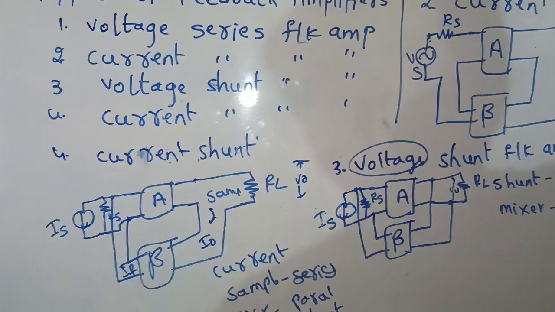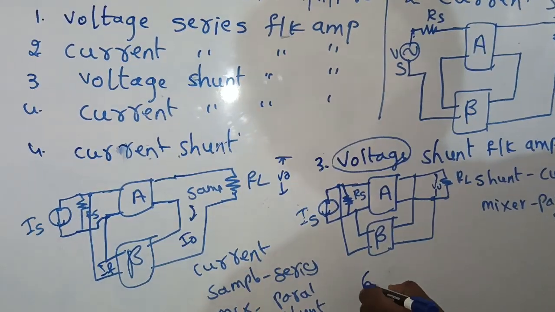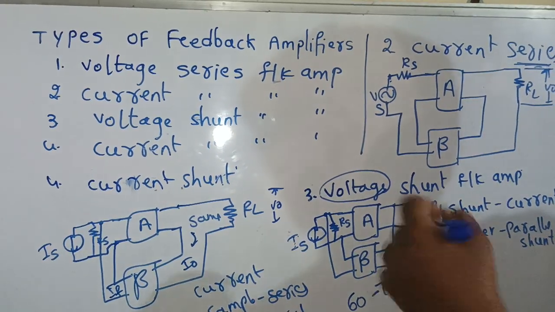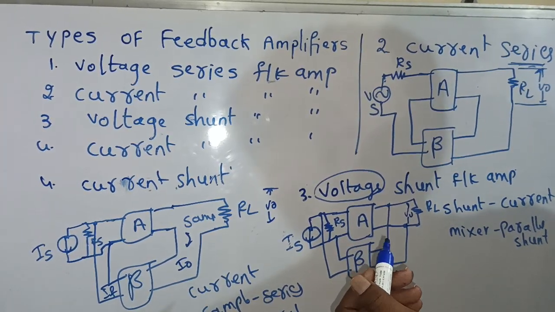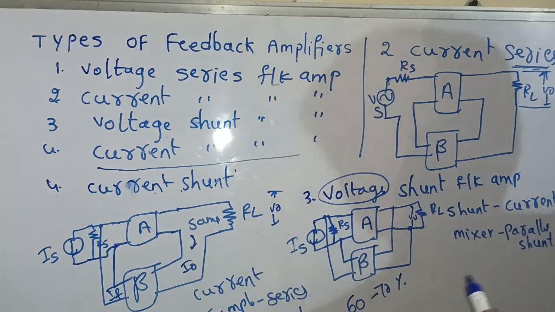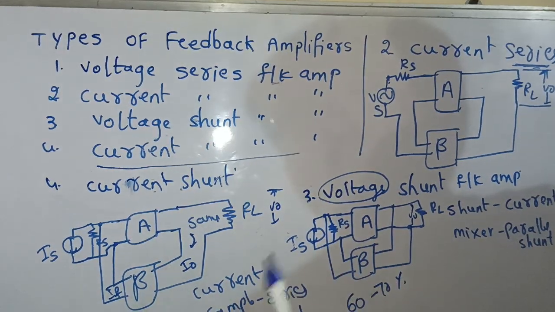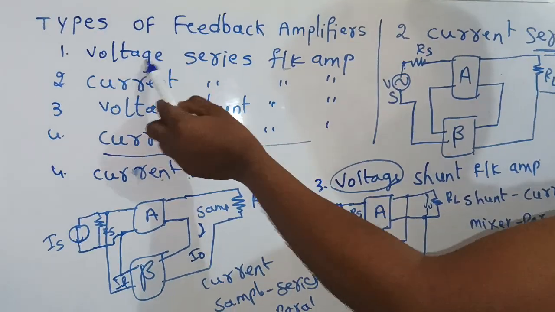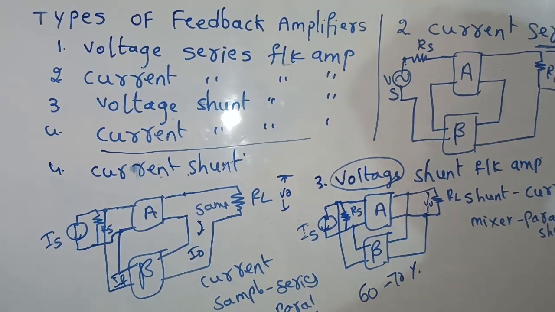This is the most important one. For all four types, we have to draw the block diagram. Maximum 60 to 70% of the answer is from this block diagram only. Next, we will write the examples for voltage series, current series feedback amplifiers, voltage shunt feedback amplifiers, and current shunt feedback amplifiers. This is the most important topic. Once again, remember that for the series, the mixer is always series. For the shunt, the mixer is always parallel. Similarly, for the voltage, the sample is parallel. For the current, the sample is series. Very, very important. Thank you.